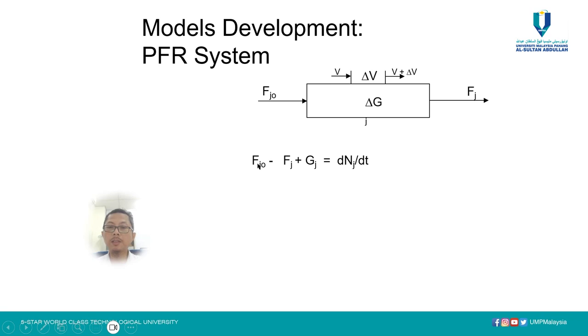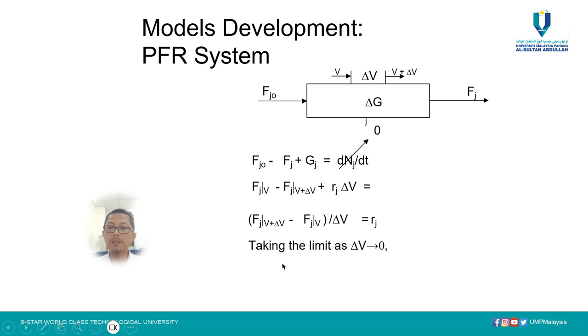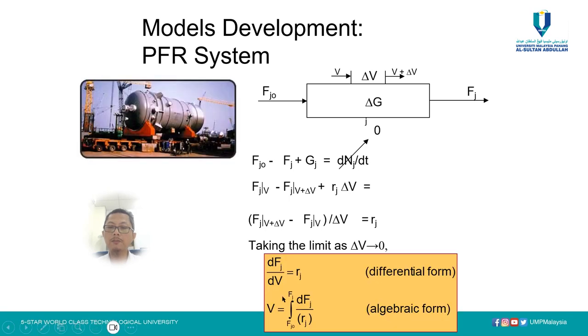Start with the general mole balance of the unit operation. For the reactor, it will be Gj. At steady state, dNj/dt equals 0, and the change of Fj throughout the length of the reactor will be in this form, and G is actually rj times delta V. So we can simplify this into this equation, and take the limit as delta V goes to 0. So you have an ODE, ordinary differential equation, for the mole balance of the plug flow reactor.